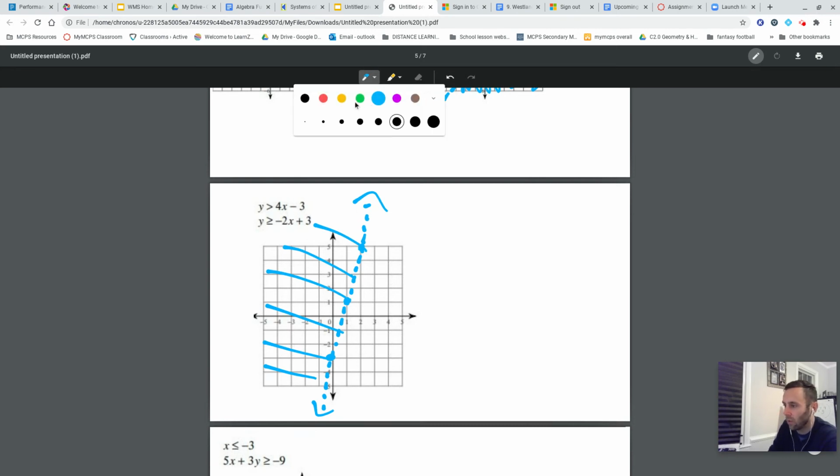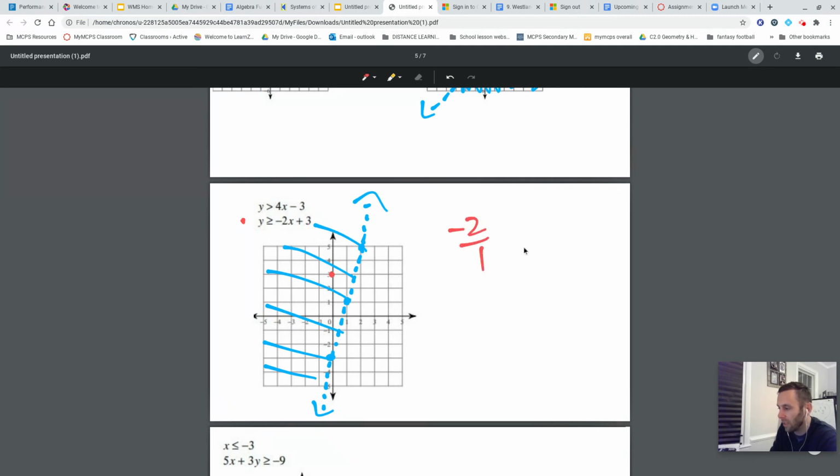The next equation, I'm going to do in pink or red. It says that the y-intercept is positive 3, so that's right there, and that's negative 2 in front of the x. So the slope is negative 2 over 1, which means I could either go down 2 to the right 1, or I can go up 2 to the left 1. I'm going to choose this one because it's down 2, to the right 1. Down 2 to the right 1.